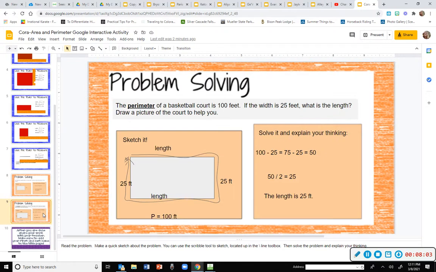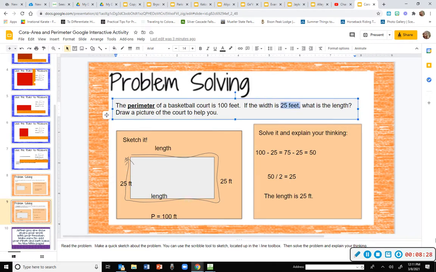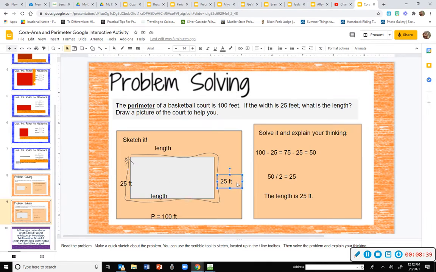And the last one, the perimeter of a basketball court is 100 feet. If the width is 25 feet, what is the length? Okay, so here's her sketch. She put in a rectangle and labeled 25 and 25 on both sides. Why is she putting 25 on both sides when it only gave us 25 in the problem? Kelsey? Because they have the same side length? Yes. Good. We have to make sure we put it on the opposite side because opposite sides are equal.